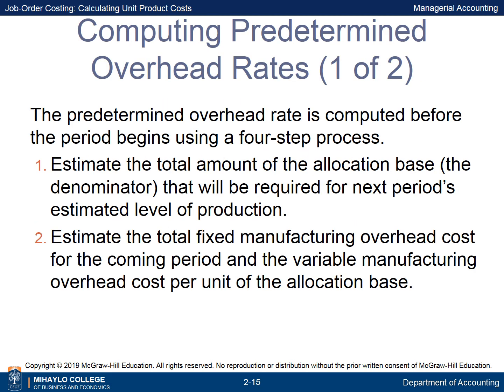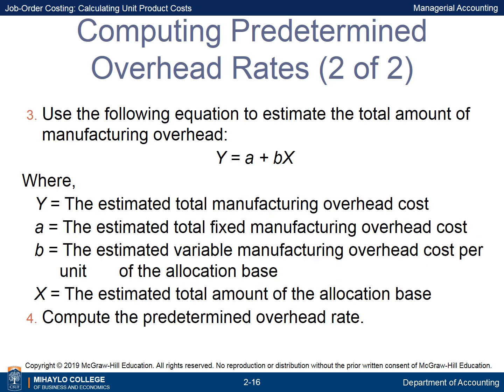The predetermined overhead rate is computed before the period begins using a 4-step process. 1. Estimate the total amount of the allocation base, the denominator, that will be required for next period's estimated level of production. 2. Estimate the total fixed manufacturing overhead cost for the coming period and the variable manufacturing overhead cost per unit of the allocation base.